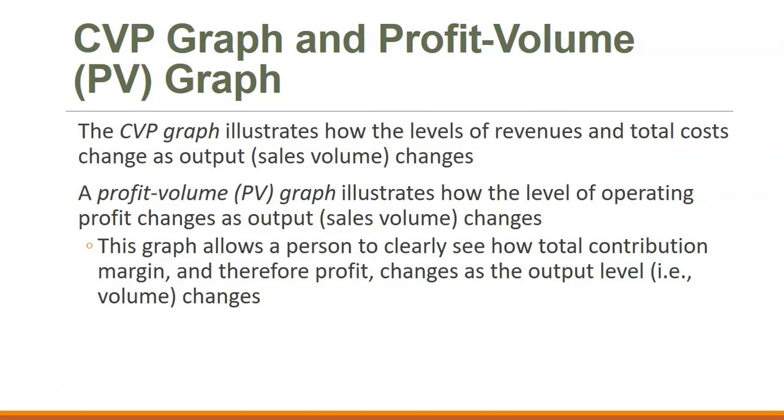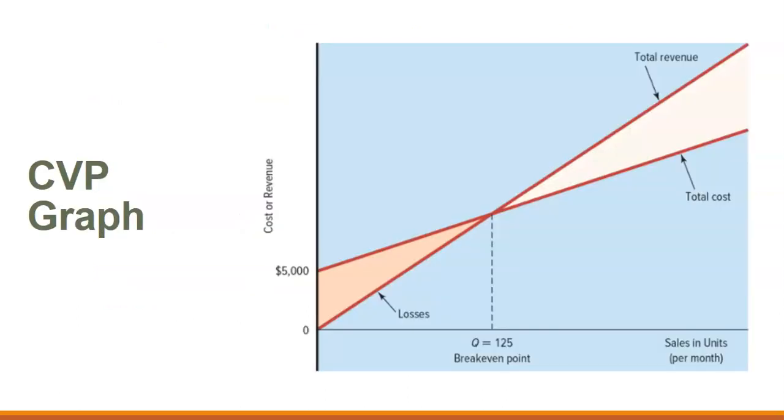The CVP graph illustrates how the changes of revenues and total cost change as output or sales volume changes. So we can see our break-even point where we operate at a loss and where we have positive operations. We also have a profit volume graph that shows how the level of operating profit changes as our output or sales volume changes. We'll look at these two graphs on the next two slides.